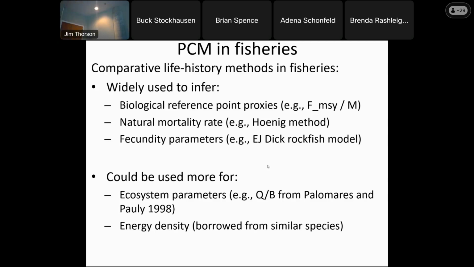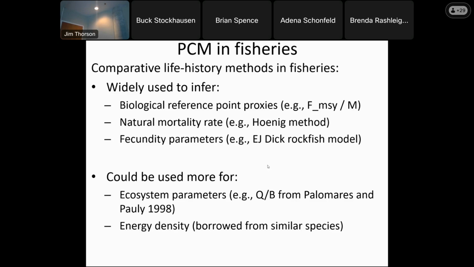And the goal is to have an improved way of doing that, which uses evolutionary trade-off information. There's also a bunch of additional work that could be done. Ecosystem parameters, like consumption over biomass, Q over B, which is an Ecopath ecosystem parameter, has phylogenetic signal. Seabirds are like 40 and lumpfish are 1.5 or whatever it is. And so there's a bunch of ecosystem parameters that people haven't done the PCM trait imputation for.